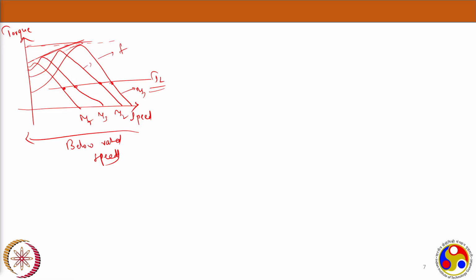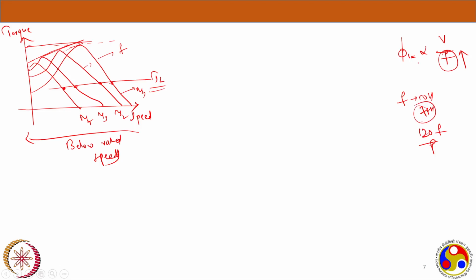Now flux rated is proportional to V by F, and I am now increasing the frequency. So if I am increasing the frequency from 50 Hz to 75 Hz, let's say with 120 F by P, for 4 poles, it will be around 2000 rpm or more than that speed. I am increasing the speed above it. Maybe 55, 60, anything, frequency above the rated frequency.